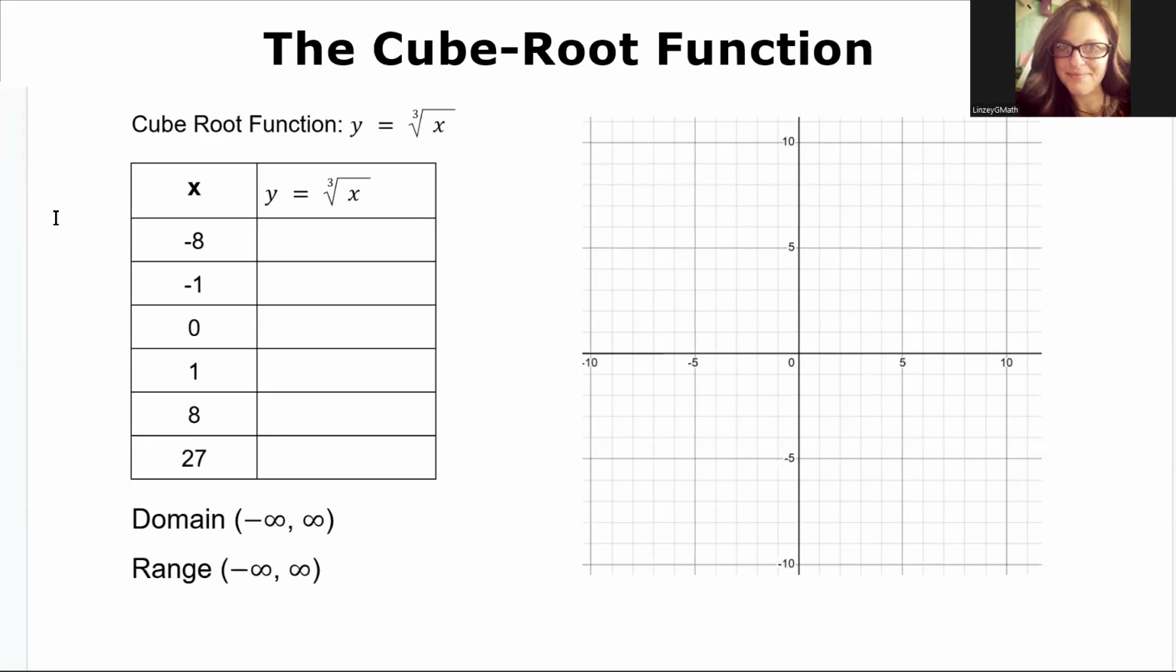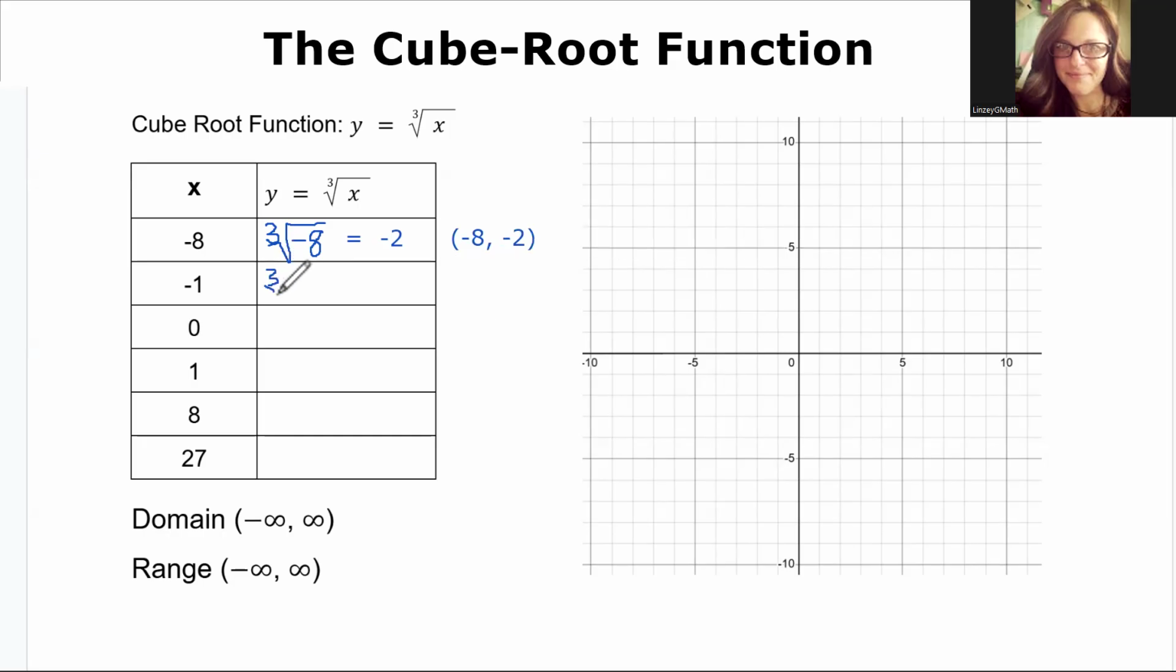Welcome to our session on the cube root function. Here is our function, y equals the cube root of x. Let's substitute some values into our function and we'll graph some points. We'll take the cube root of -8. The cube root of -8 is -2. -8 comma -2, our first point.